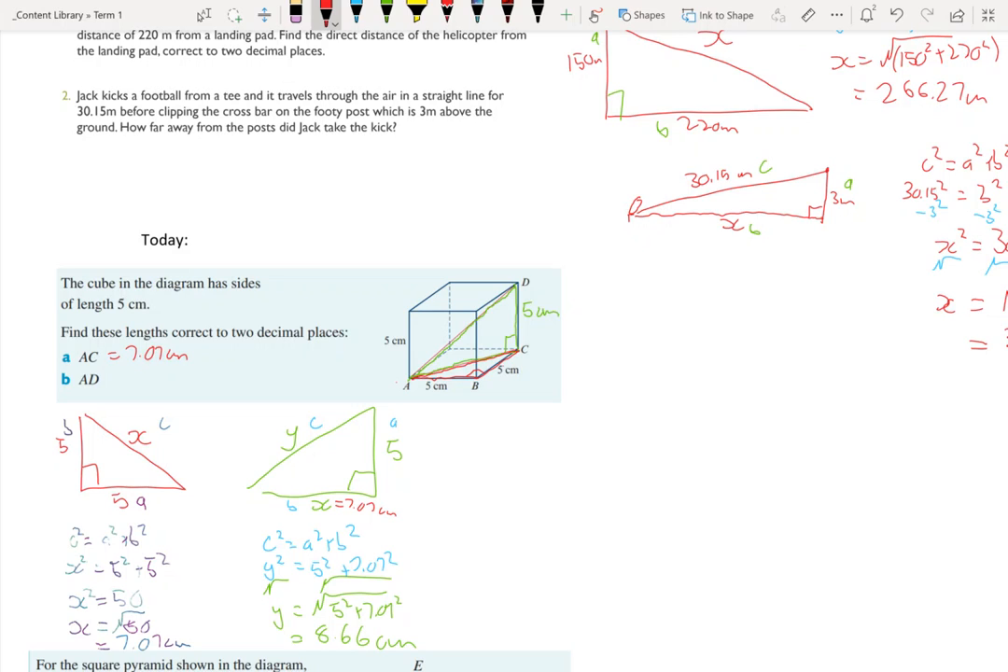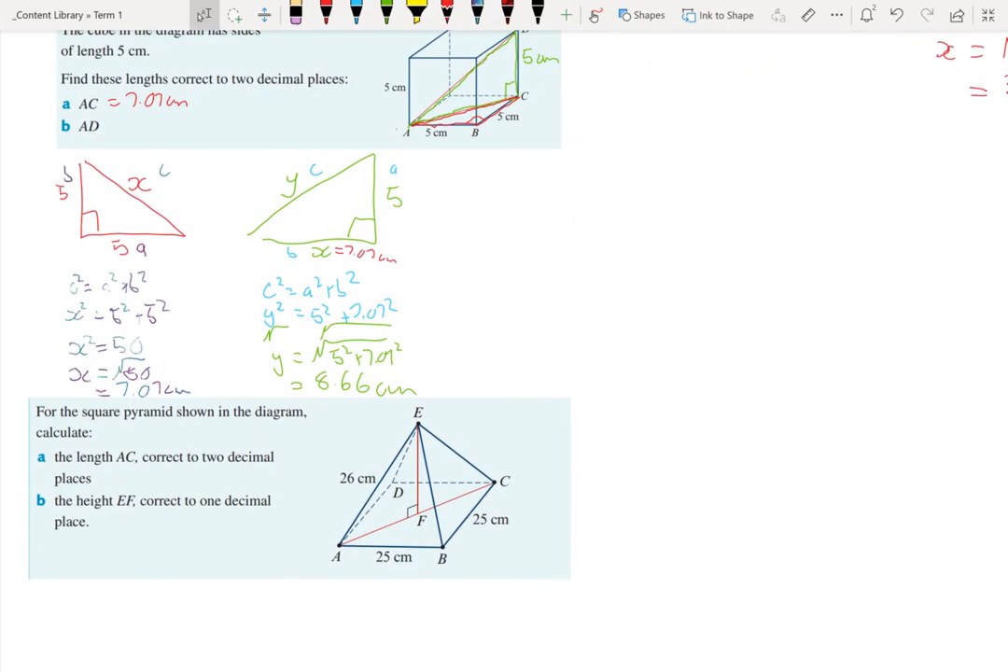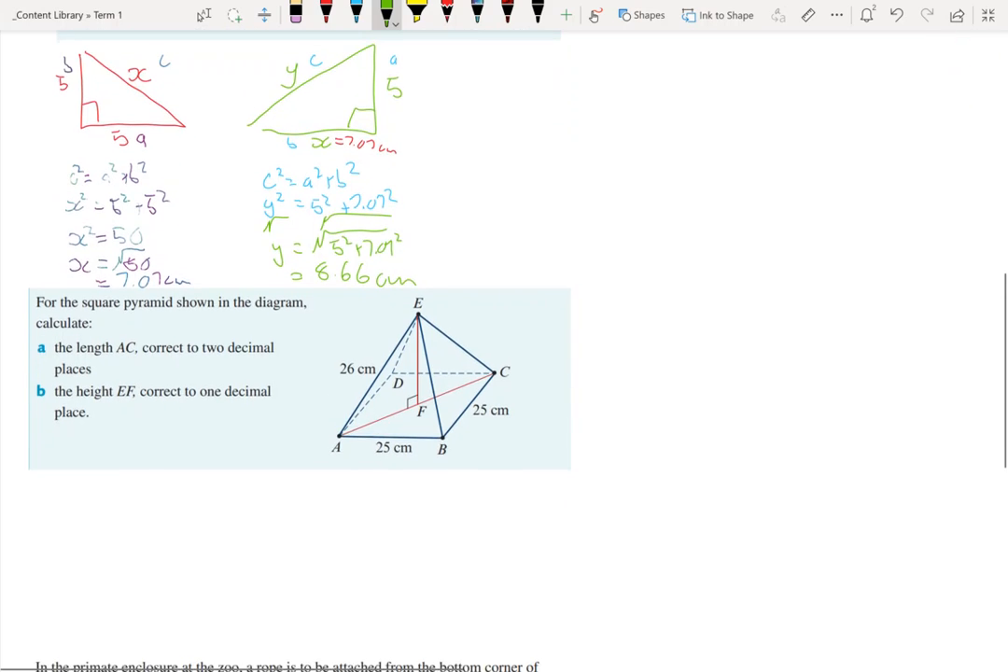It's just all about identifying where those triangles are and going from there. So let's have a look at the next question that we're going to do. We're going to find the length AC correct to 2 decimal places. So I'm going to do this one in green, I think. Let's do it in green.